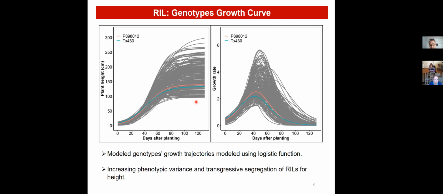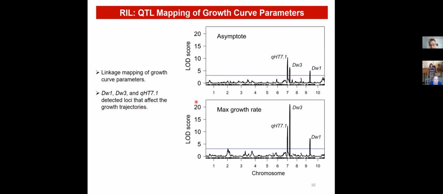So now the next step is to answer the question: are there some QTL that influence the whole growth curve together? Having done composite interval mapping, we found that QTL colocalizing with DW1, 3, and qHT7.1 actually affect the whole growth curve. But this does not tell us yet what happened at specific growth stages during the season.